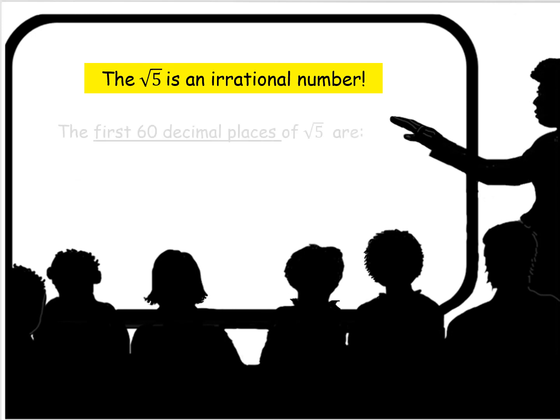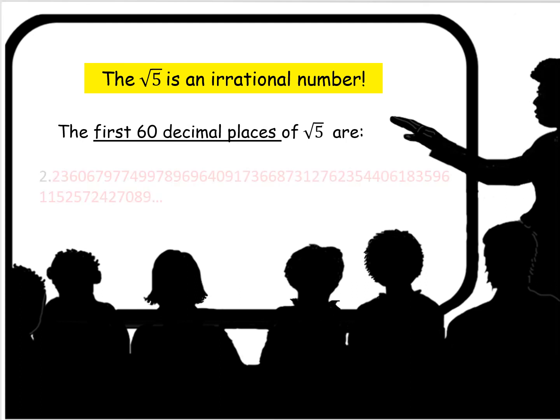The square root of 5 is an irrational number. Let's take a look at the first 60 decimal places of the square root of 5. As you can see, we could keep getting closer and closer to its exact location on the number line, but we'd probably never get to its exact location, because those decimal places are going to go on forever and ever.